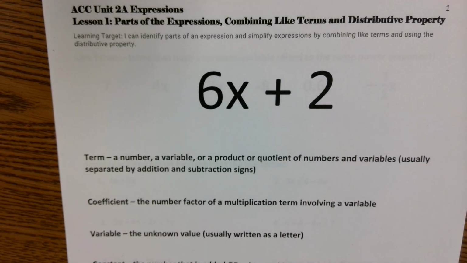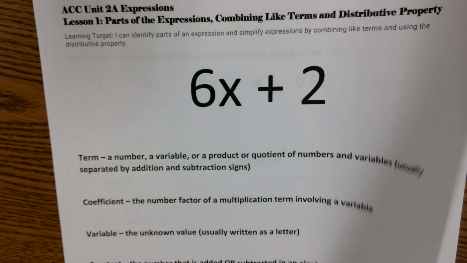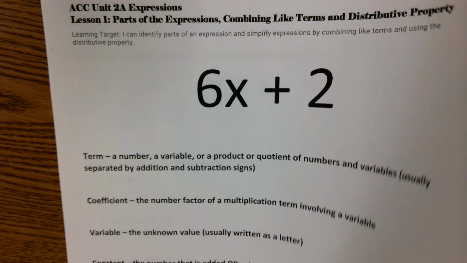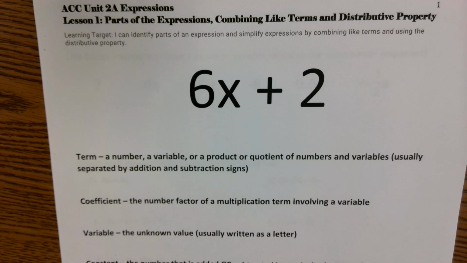Our learning target is that we can identify parts of an expression and simplify expressions by combining like terms and using the distributive property. We're probably only going to get through the first page, front and back, today. We'll do the distributive property tomorrow because I want to break it up into small sections for you, so we're not testing quite so quickly. You're probably going to take a test on this not tomorrow, but next week Friday, or the following week on a Tuesday. I don't like to test Mondays most of the time.